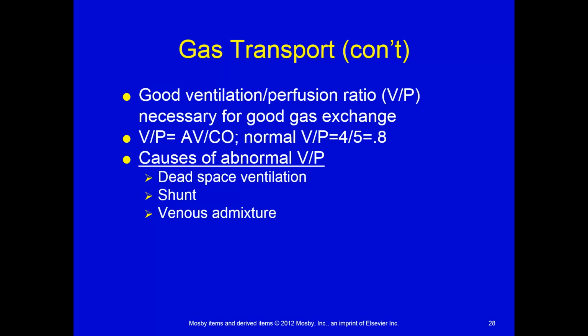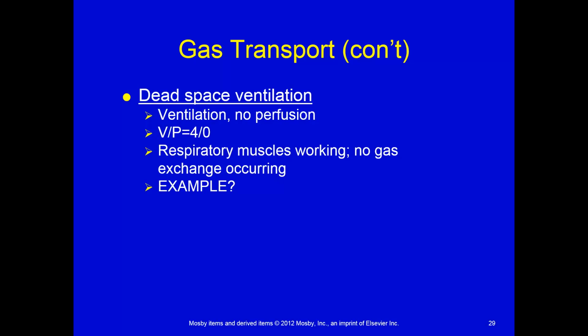Now, there are certainly causes for abnormal ventilation or perfusion. Here are your causes: something called dead space ventilation, shunt, or venous admixture. That means nothing to you, so let's make that mean something to you, right? Here's the first example, dead space ventilation. Is everyone good with this? Because I'm going to erase this here to draw some more. We're good with this? Okay.